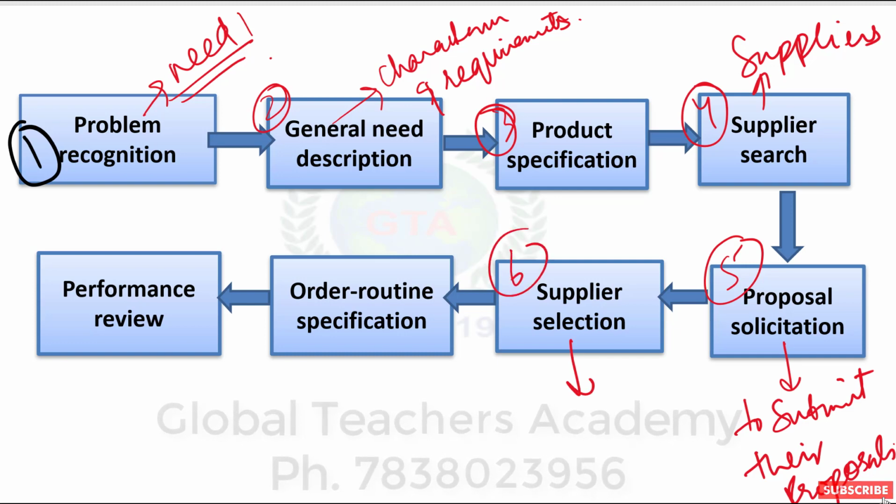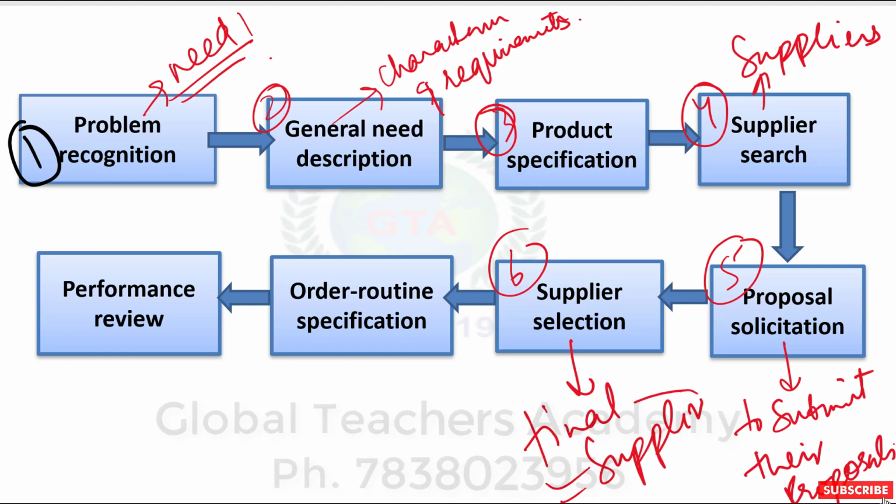You have to remember that after proposal solicitation, at the 6th step the final supplier has been selected from the list of suppliers. On these parameters: that they offered a quality product, they delivered the product on time, and at a reasonable price also, and their past reputation matters here, right? What the supplier's reputation in the market is like, seeing their past reputation or experience, the supplier will finally be selected. Then the 7th step is order routine specification.